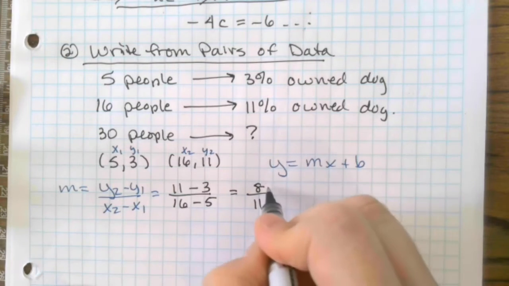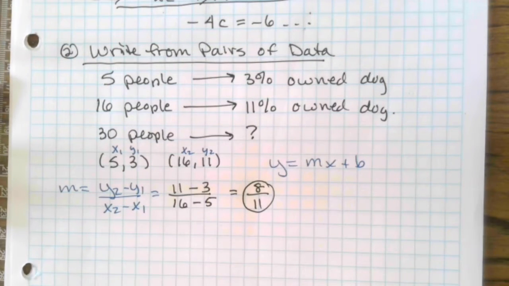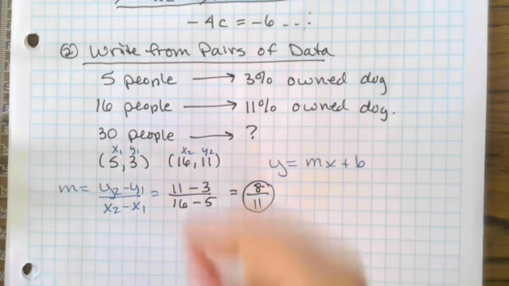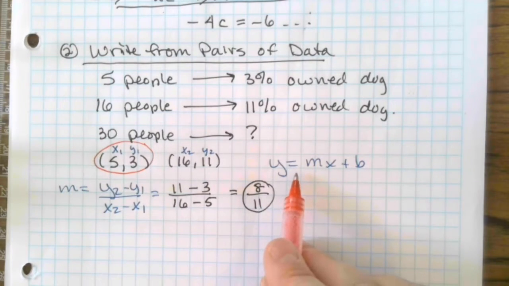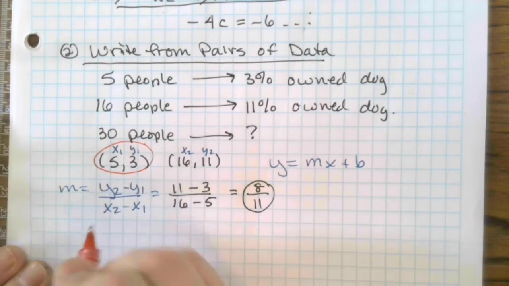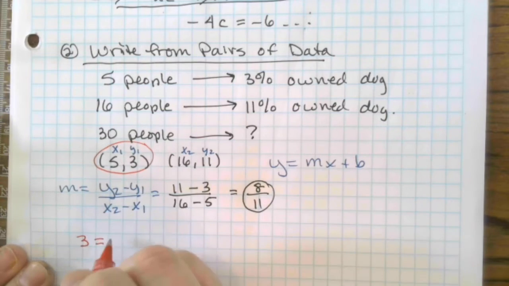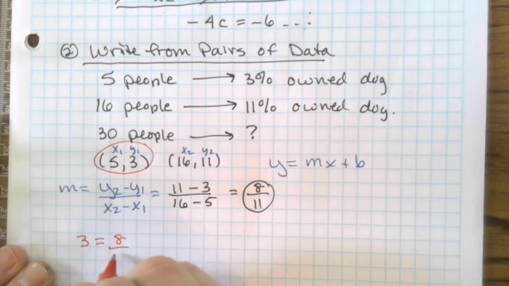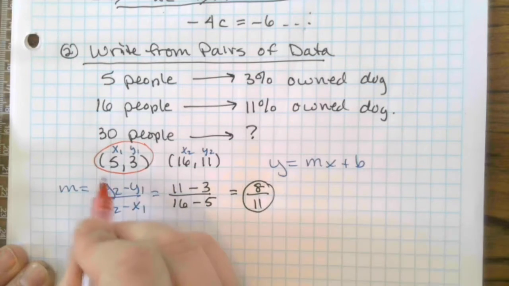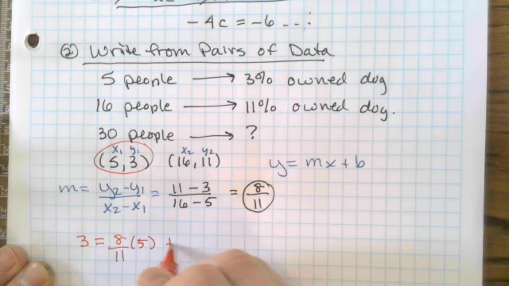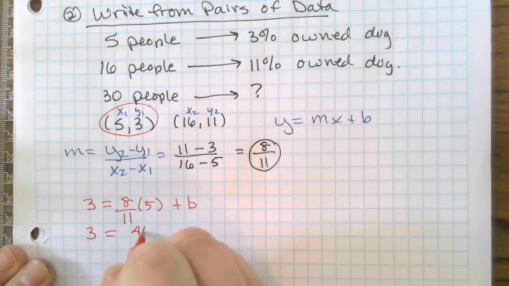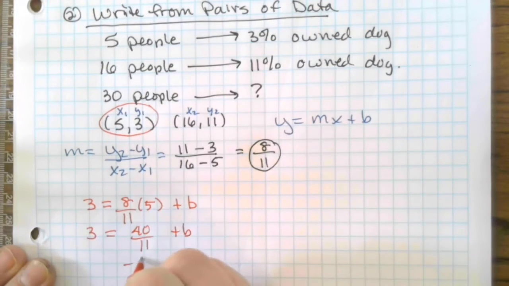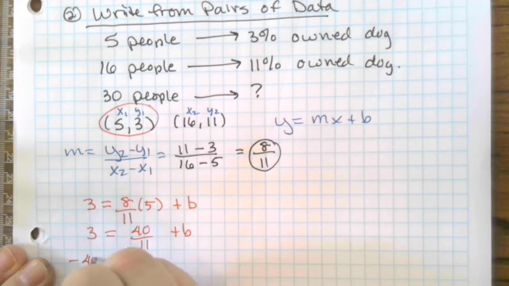That is our slope, 8 over 11. Now we need our y-intercept, so we're going to pick one pair of data to be our temporary x and y. I'm going to choose the smaller numbers because I'm lazy. We're going to put them into this equation. So our temporary y value is 3 equals my slope, which is 8 over 11, times my temporary x, which is 5, plus b. And we're going to solve. So 3 equals 40 over 11 plus b. Subtract 40 over 11.